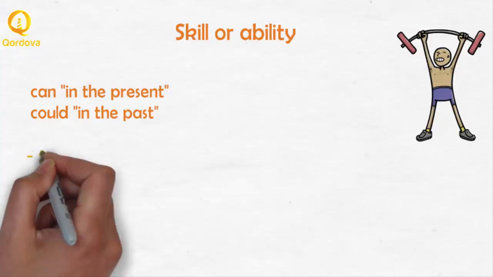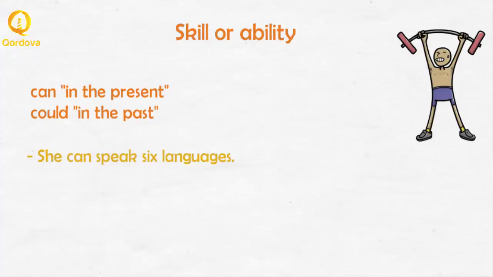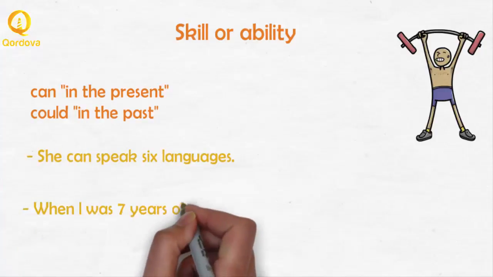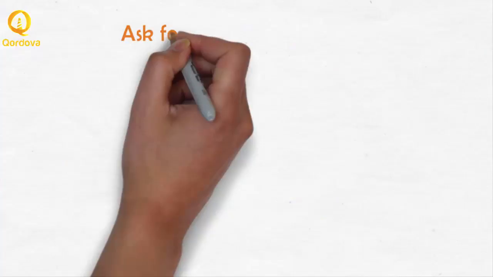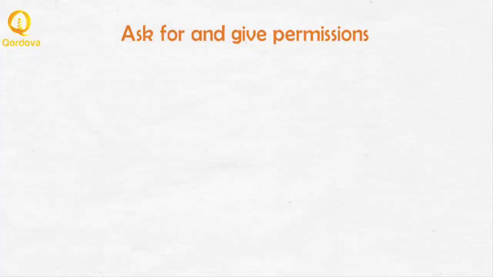For example, she can speak 6 languages. That means that she can do it now. When I was 7 years old, I could ride a bike, but I couldn't swim. That's in the past. We can also use them to ask for and give permissions.